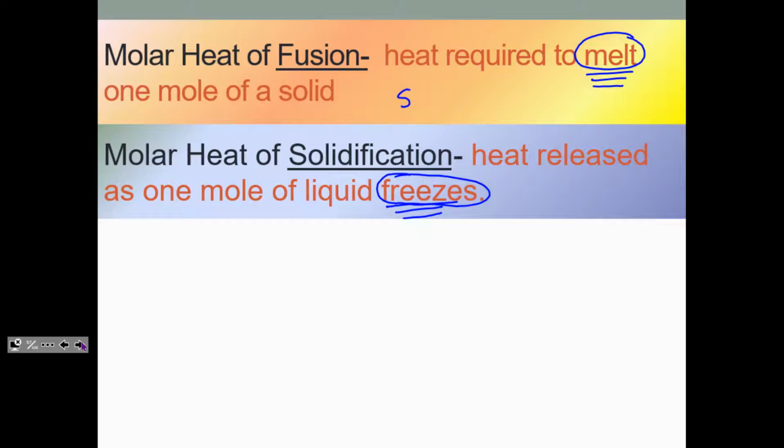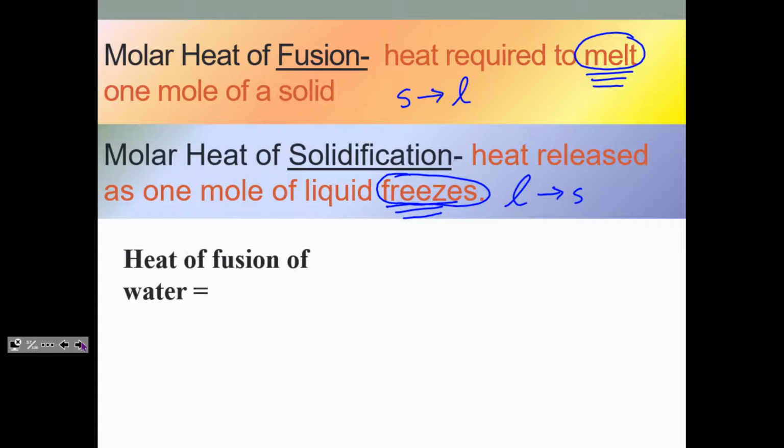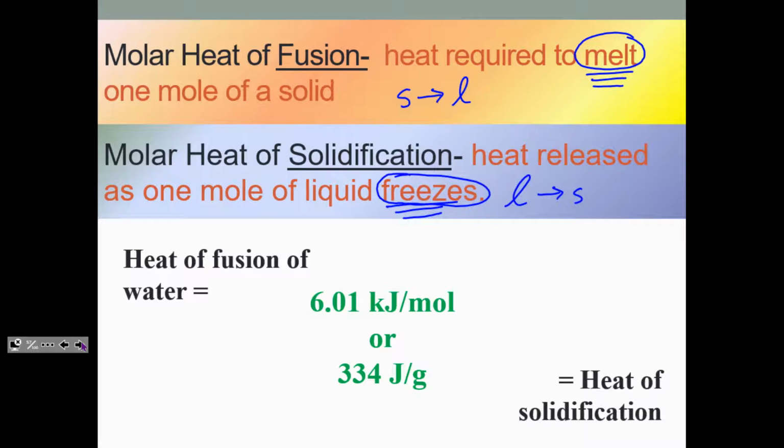So melting would be solid to a liquid. Solidification would be liquid to a solid. So the heat of fusion for water equals 6.01 kilojoules per mole, or 334 joules per gram, which also equals the heat of solidification.